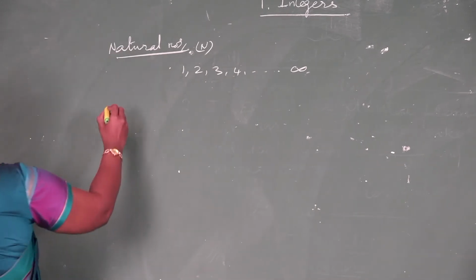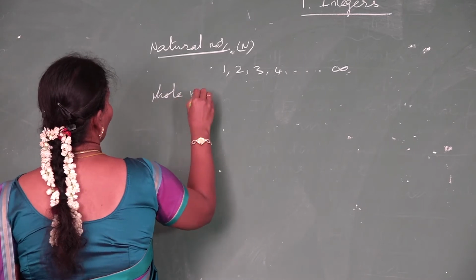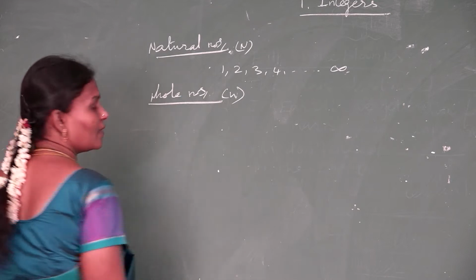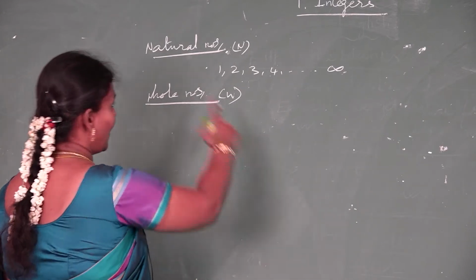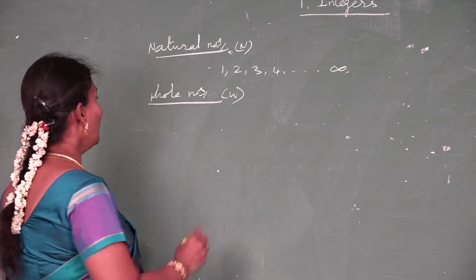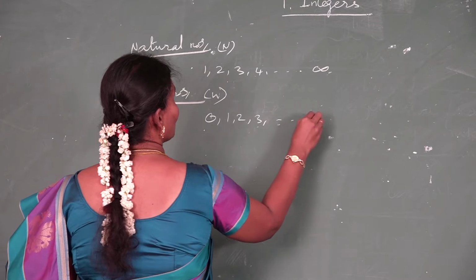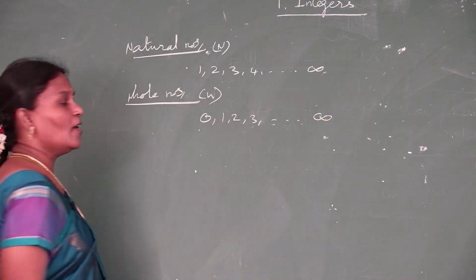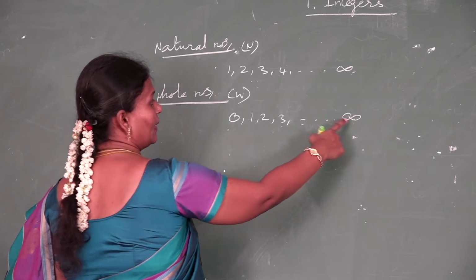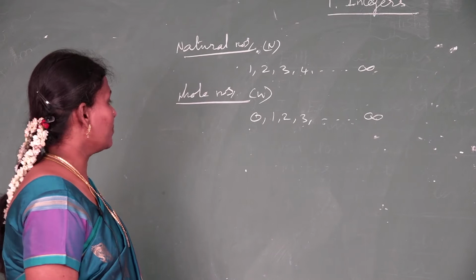Okay? So what are whole numbers? Whole numbers are represented by the capital W. So natural numbers added with the 0 are called whole numbers. 0, 1, 2, 3, etc. to infinite. Here in whole numbers, the smallest number is 0 and the greatest is infinite. Do you understand, children? Okay.